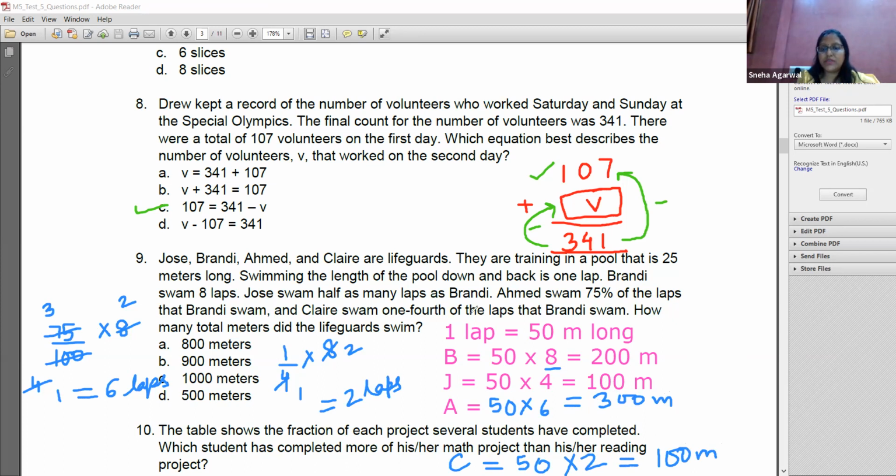Sorry, here 50 into 8. I just did it wrong. Just a minute, guys. It's 400 and this is 200. I just calculated with this. Now 400 plus 200, 600, 600 plus 300, 900, 900 plus 100, 1000. So this makes 1000. So what is the answer? The answer would be 1000 meter. The total distance that 4 lifeguards have covered is 1000 meter. They have swum 1000 meter.